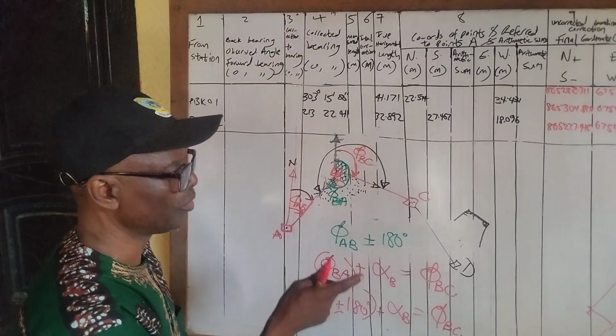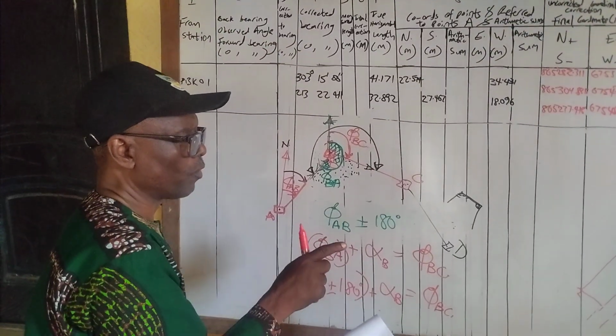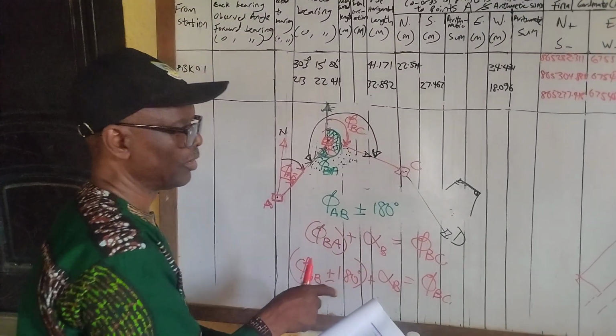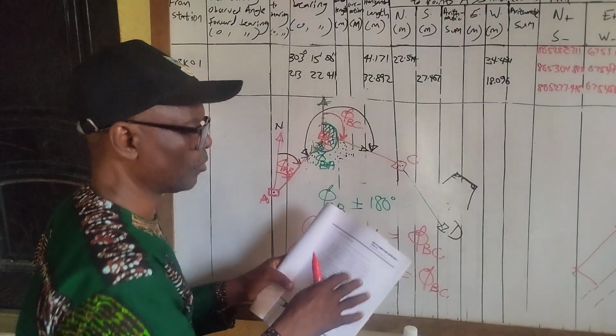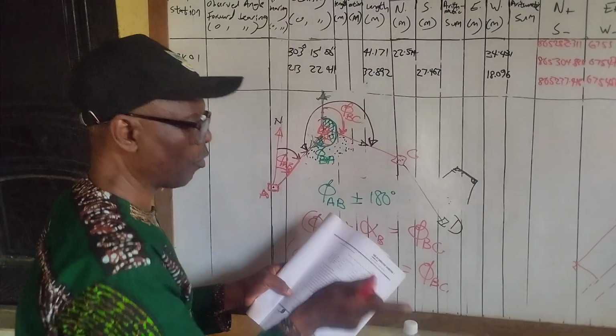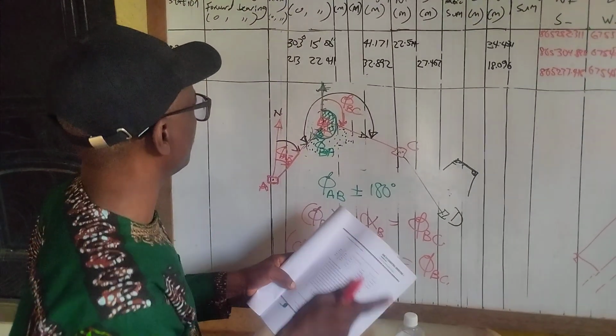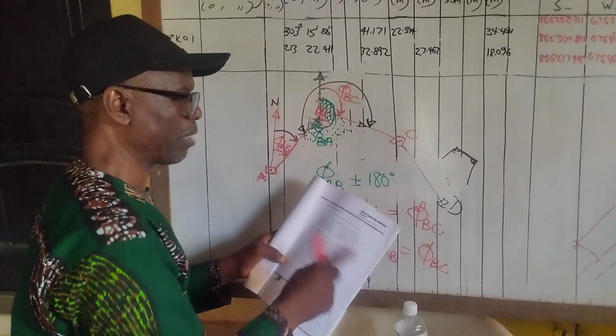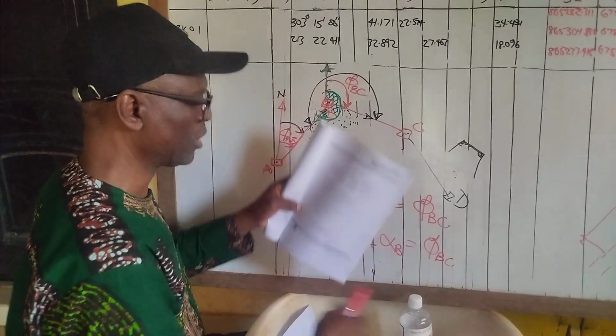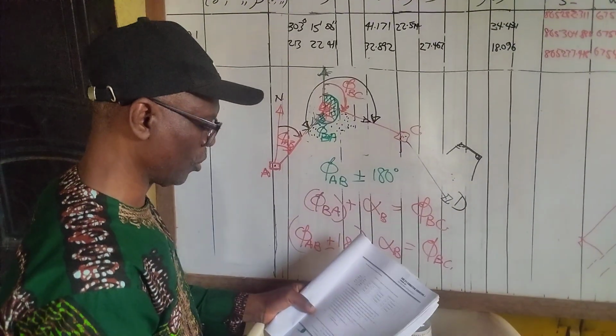From the forward bearing, you subtract 180 from it and you get the back bearing. From that back bearing you get your next forward bearing, and so on and so forth progressively, and then you can continue your computation. So that's that about that.